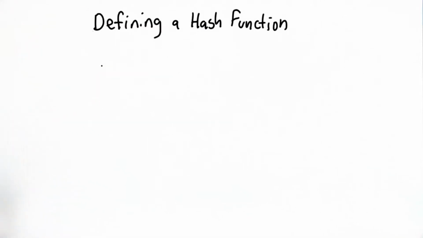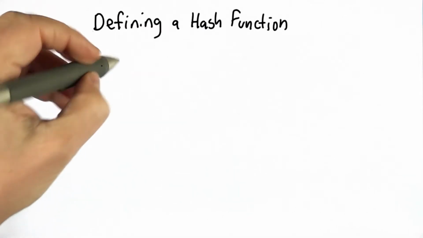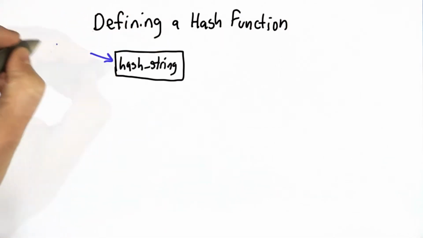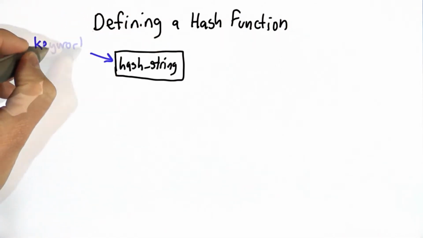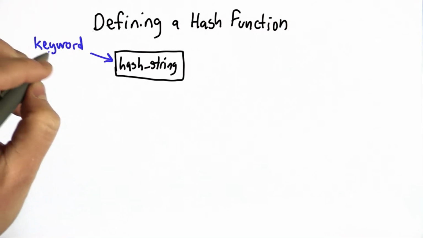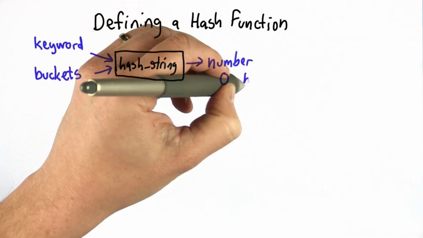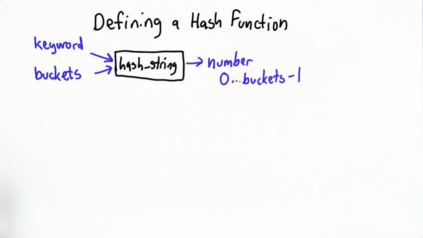So now that we know about ORD and we know about modulo, we're ready to define a hash function. So let's remember what our hash function should do. The hash function takes two inputs: the keyword and the number of buckets, and it outputs a number between 0 and buckets minus 1 that gives us the position where that string belongs.